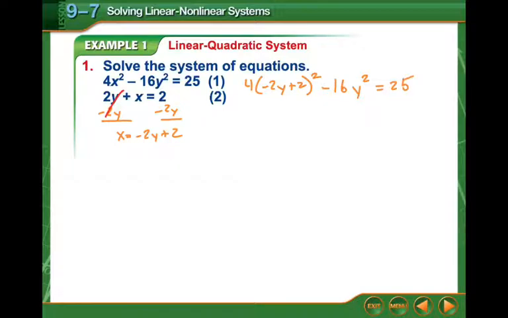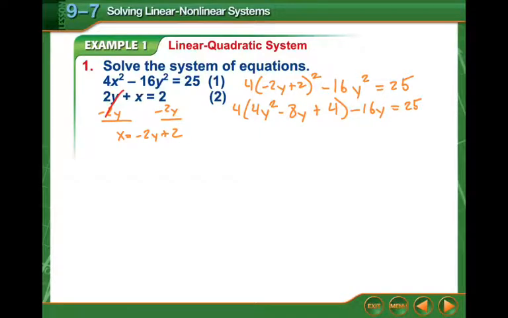Now what we want to do is actually square that binomial that's being squared, leaving the 4 outside for now. The first term squared, negative 2y squared, is a positive 4y squared. We multiply the two terms together: negative 2y times 2 is negative 4y. Then we double it, and that's a negative 8y. And then we square the 2, so that's just going to be plus 4. Minus 16y squared equal to 25.